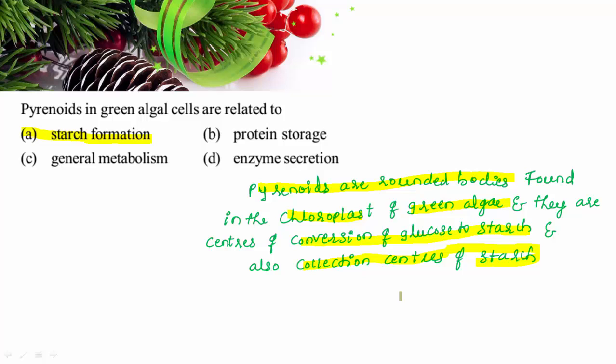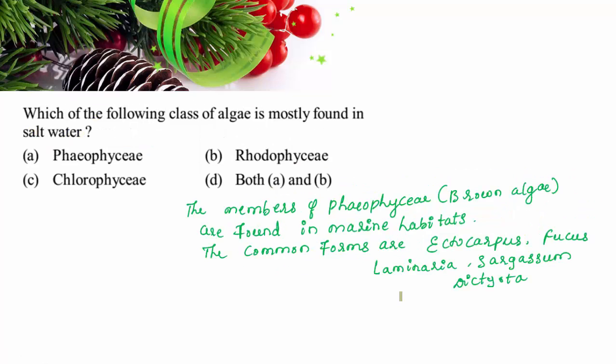Then the question is, how is it possible? Because pyrenoids are present in the chloroplast, and chloroplast is the site of photosynthesis, so the glucose conversion to starch and storage of the starch, both the functions are carried out by pyrenoids. The next question, which of the following class of algae is mostly found in salt water? That is marine water.